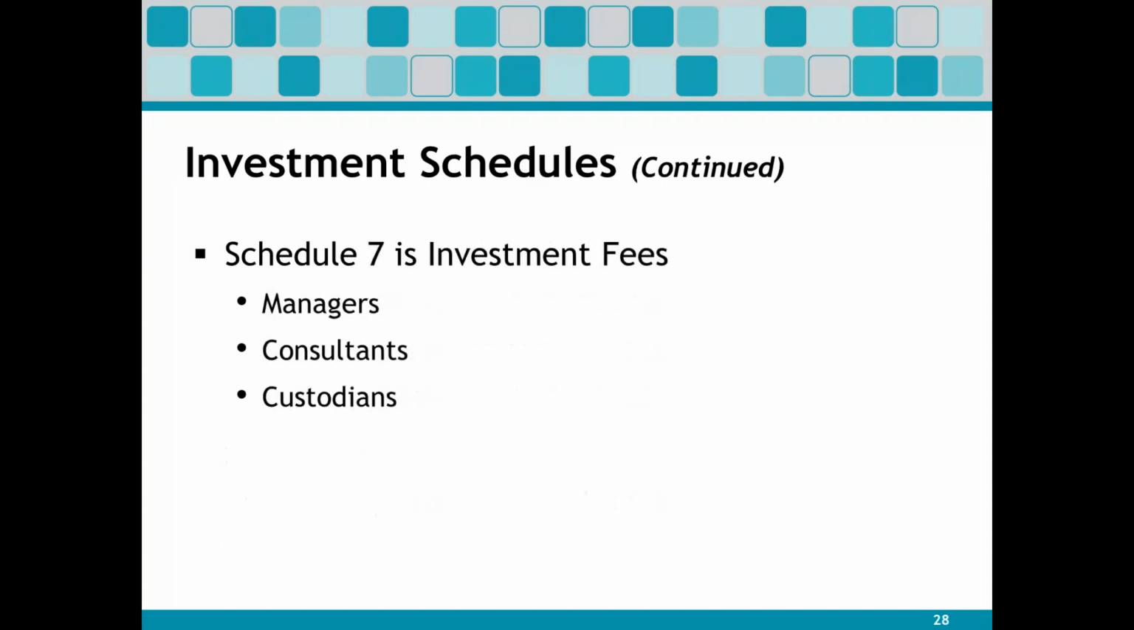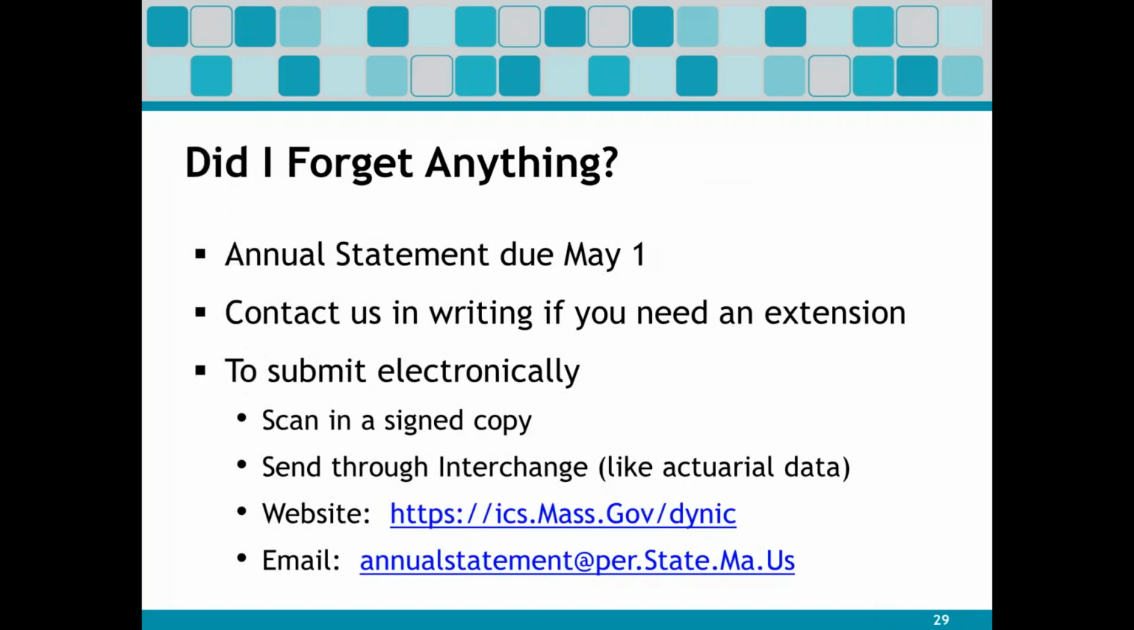And Schedule 7, investment fees. So the top part is manager fees. All your managers should be listed there. Middle is the custodian, and then the bottom portion is the investment consultant or outsourced chief investment officer if you have one of those. So that is a quick run through the annual statement.